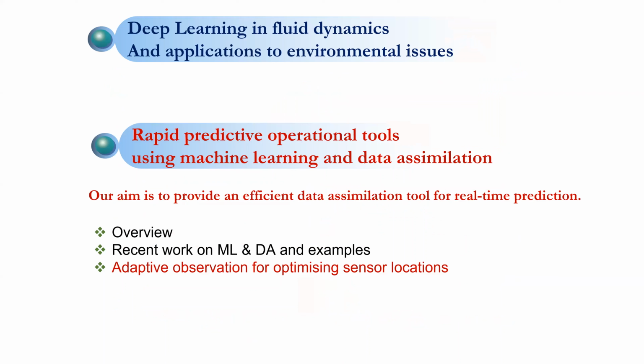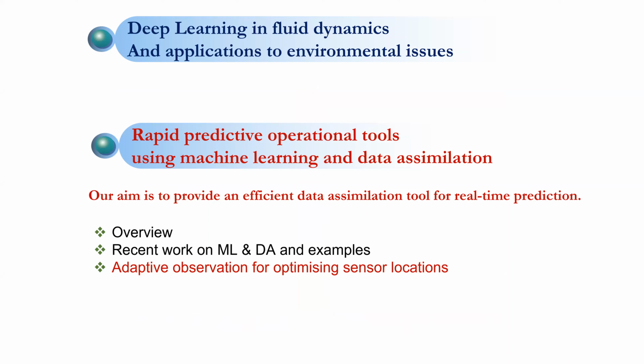So I just want to see how much time we have left. I think for the last bit, I want to introduce adaptive observation for optimal sensor locations. So we introduce a machine learning model for rapid response and real-time prediction, and we combine it with data assimilation to improve the accuracy of the model results.